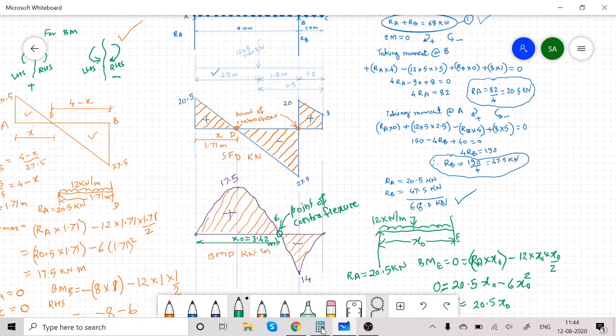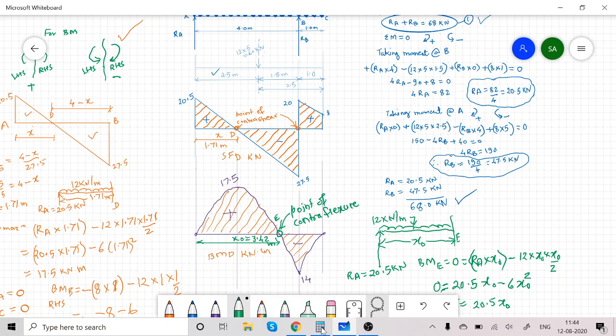So this completes our shear force diagram and bending moment diagram. Please note down point of contra shear and point of contraflexure. Point of contra shear is the point where shear force changes its sign from positive to negative or negative to positive, and point of contraflexure is a point where bending moment changes its sign from positive to negative or negative to positive. One thing I must tell you, that there are two points of contraflexure here.